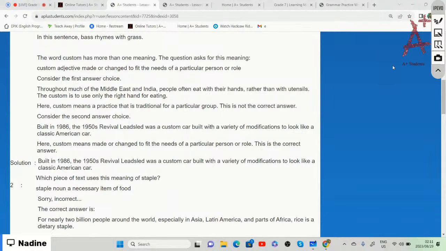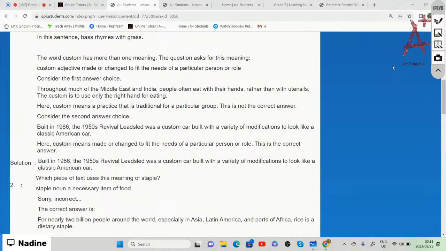Throughout much of the Middle East and India, people often eat with their hands rather than with utensils. The custom is to use only the right hand for eating. Here, custom means practice, a practice that is traditional for a particular group. This is not the correct answer, right?